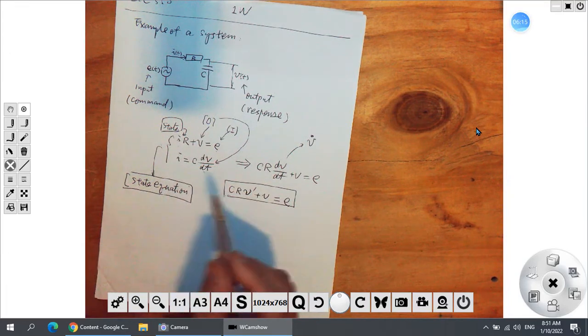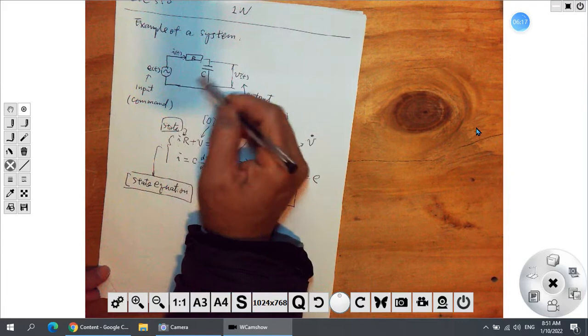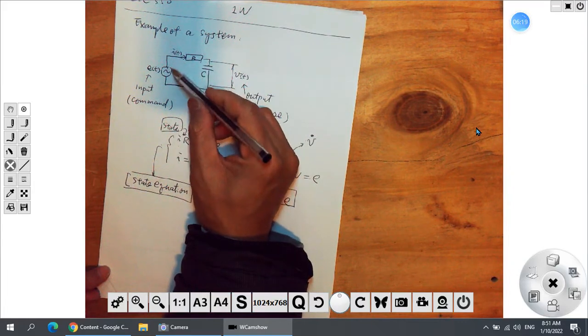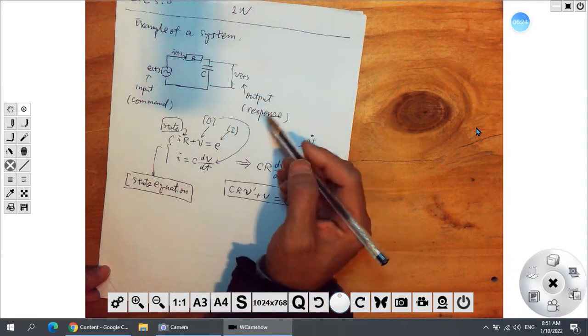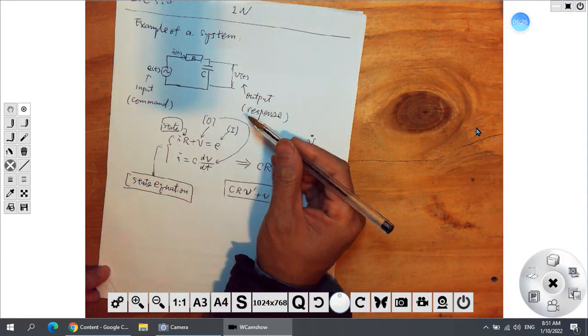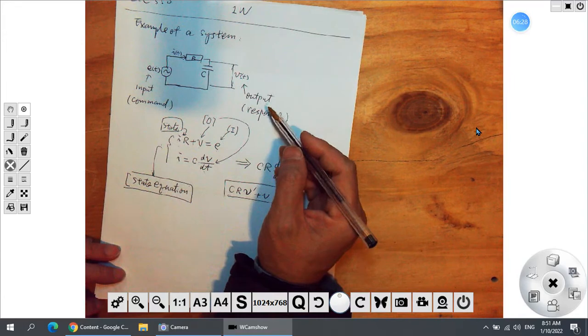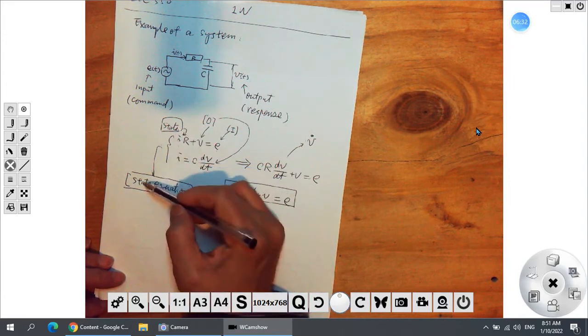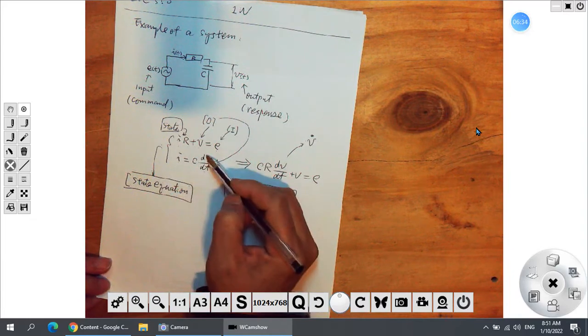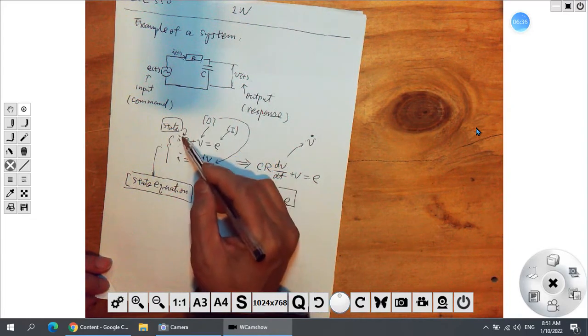Usually you start from the system, electrical, like this circuit, or mechanical, or even some other kind of system. You can write some equations. Then you call these state equations because other than input and output, you have some other variables.